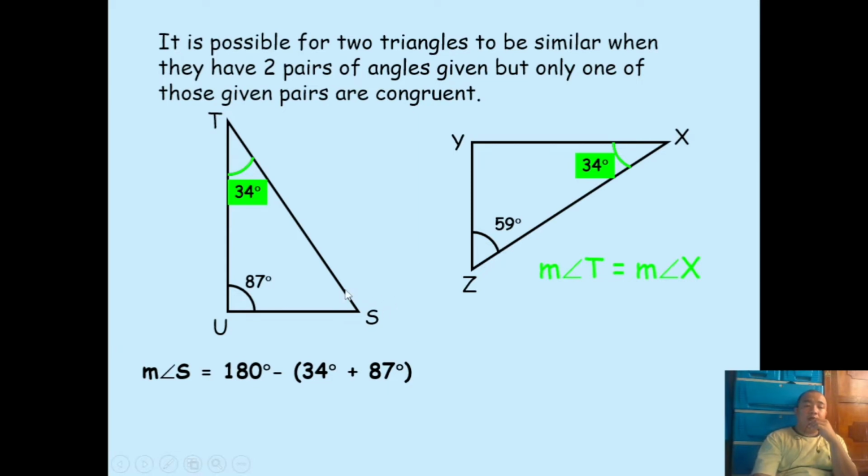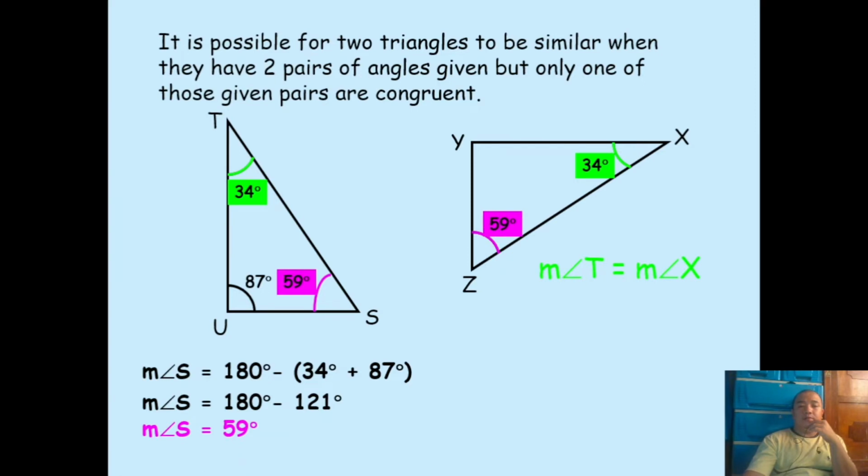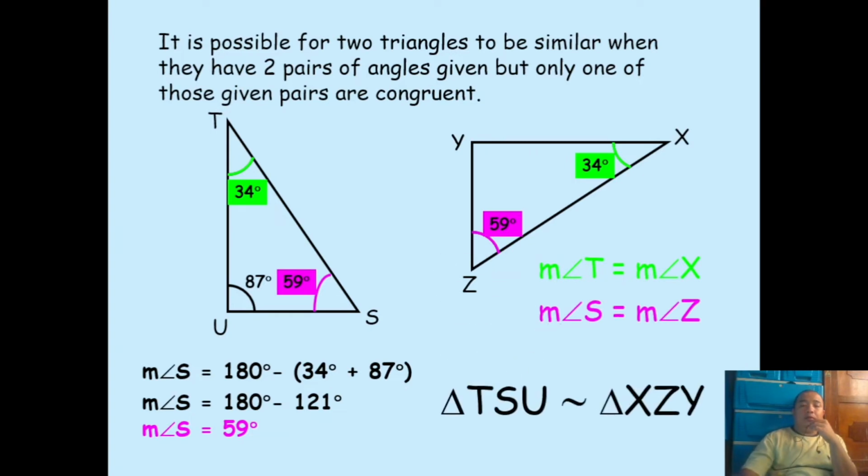Now in triangle TUS, let us solve for the measure of angle S. The sum of the three angles of any triangle is 180 degrees. So if we add 87 and 34, and subtract it from 180 degrees, we have 180 minus 121, which is 59 degrees. So 59 degrees is angle S, which is equal to its corresponding angle, angle Z, 59 degrees. So two pairs of congruent angles between these two triangles, therefore they are similar. The measure of angle S is equal to the measure of angle Z. Triangle TSU is similar to triangle XZY.